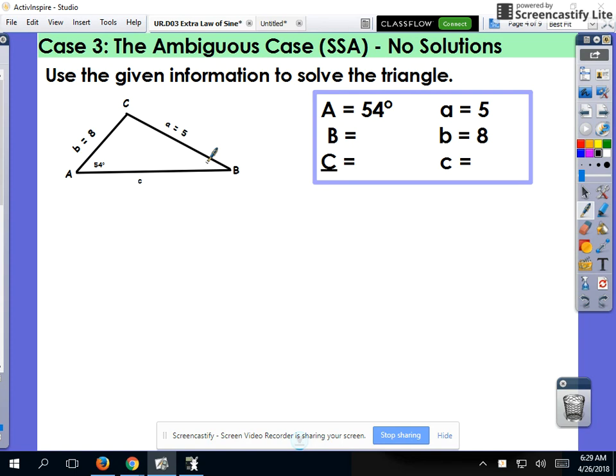All right. So the top of the screen does say no solution. So let's see if that's actually true. Maybe I'm tricking you. If we look at this situation, we do have a smaller side on the other side, so we need to check our height. So the height is going to be equal to sine of 54 times the adjacent side, 8.